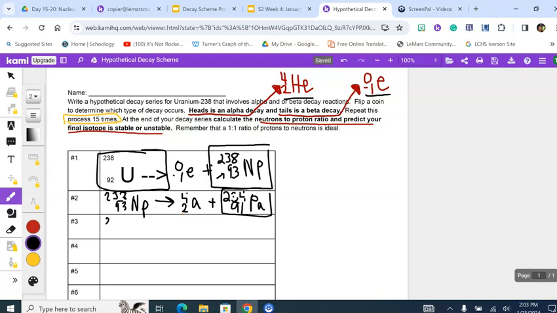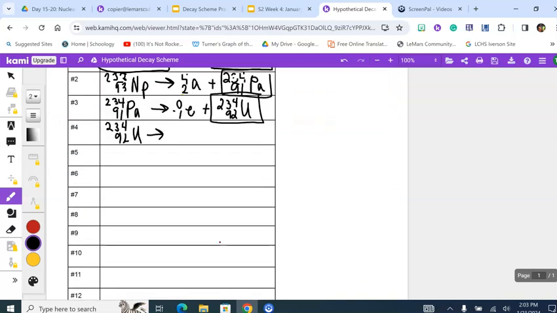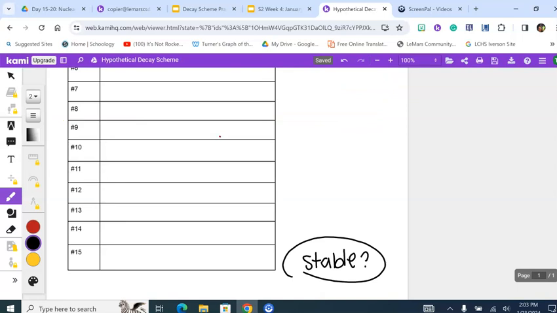That daughter is going to start the next generation. So it's 234, 91, Pa. Now I'm going to flip my penny. It's going to be a beta decay. I'm going to do the math. 234, 92. That's uranium. This is my third daughter. So now I'm going to start here, 234, 92, U, and I'm going to keep flipping pennies until you get all the way down here.